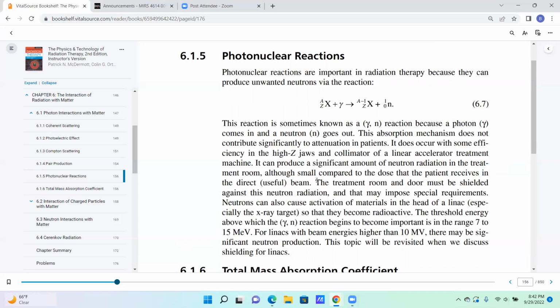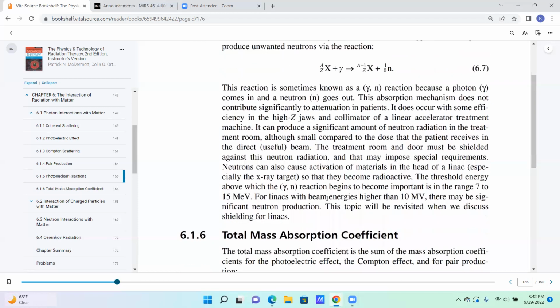So the treatment room and door must be shielded against this neutron radiation, and that may impose special requirements. It can also cause activation of materials in the head of a LINAC so that they become radioactive. The threshold energy above which this reaction begins to become important is 7 to 15 MeV. For LINACs with beam energies higher than 10, there may be significant neutron production.